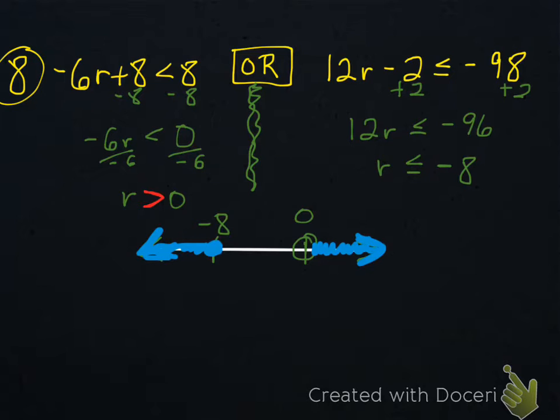Now let's do our interval notation. We're going to go from negative infinity to negative 8. Is it bracket or parenthesis? Yep. Is it 0 bracket or parenthesis? Yeah, it's a parenthesis. Do the infinities always get parentheses? Yes, they do. And it's not because we don't love them, it's just because we don't know where they end.